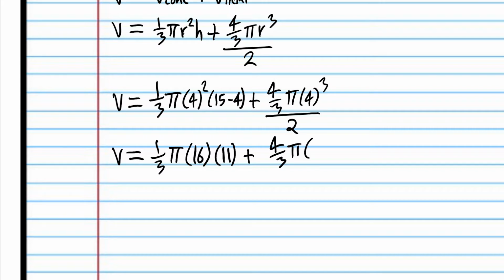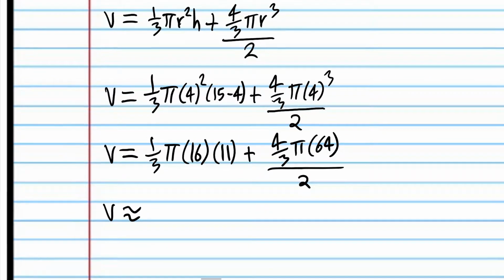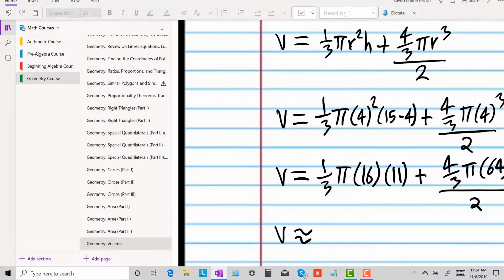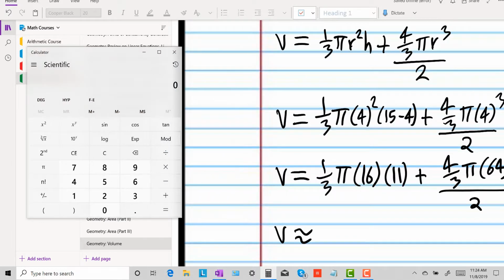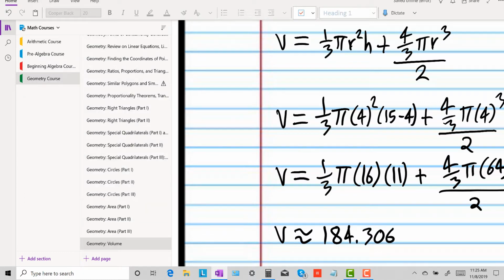And 4 cubed is 64. And then probably the easiest thing to do is just use the calculator at that point. So I'm going to get my calculator out. And we have 16 times 11 equals, times pi equals, and then divided by 3 equals. So 184.306. And I'm going to carry out some more decimals.